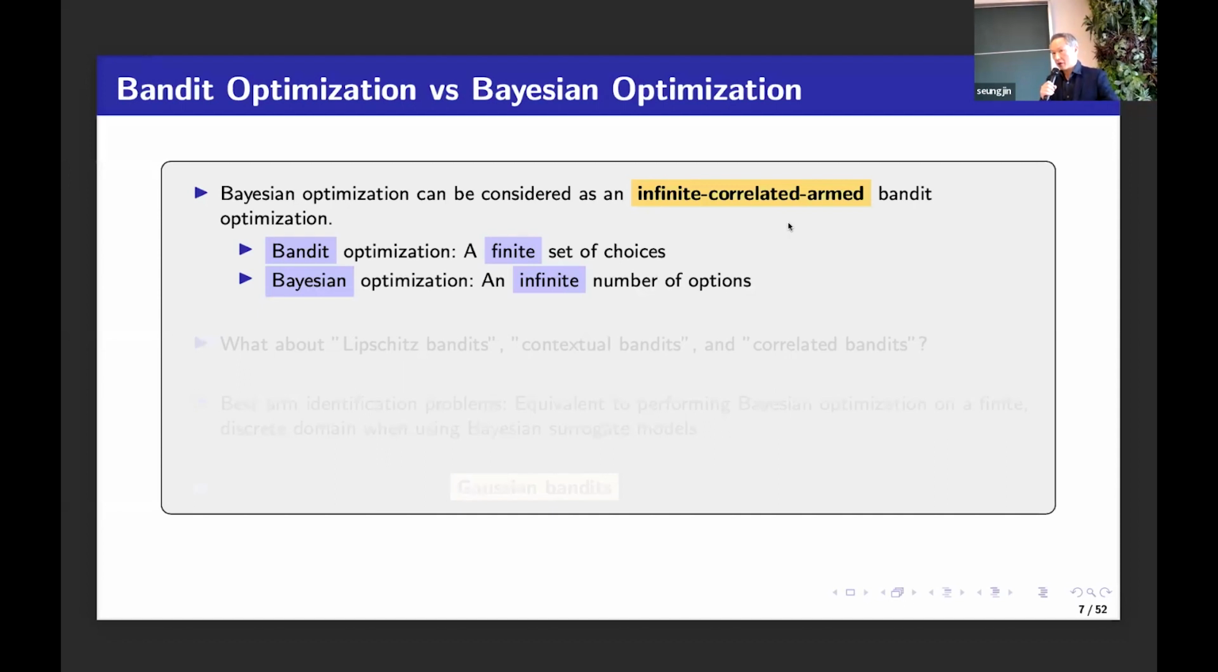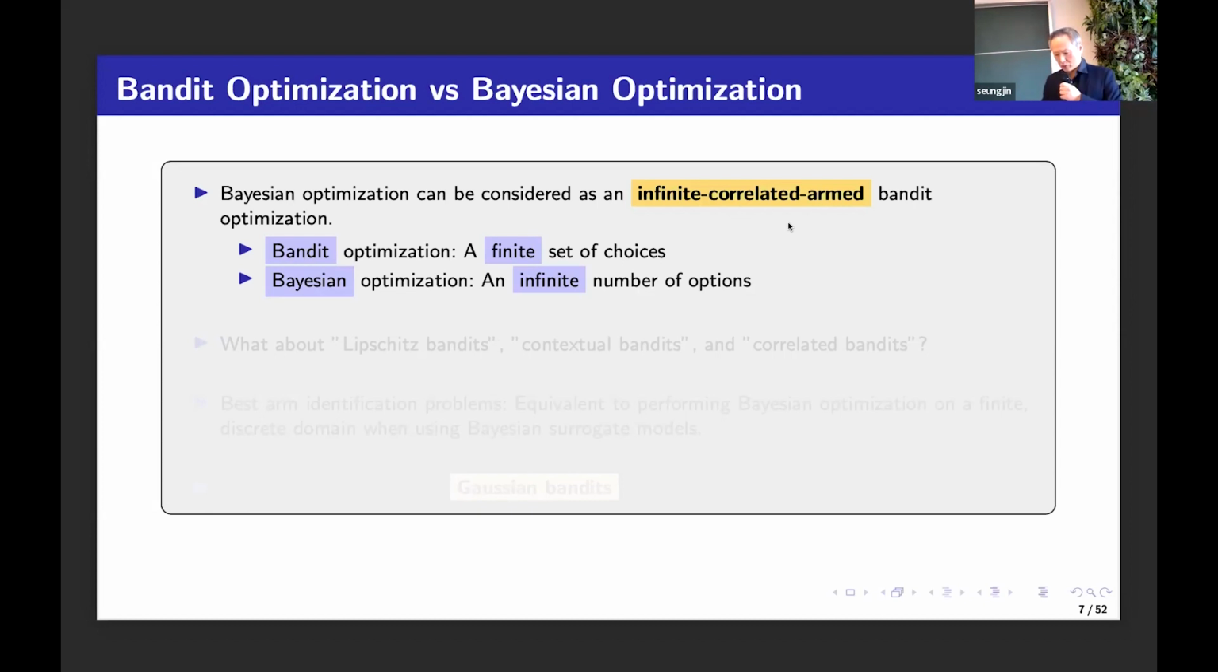So, the finite set of actions. Bayesian optimization assumes an infinite number of options, so it's continuous; the decision variables are continuous. In multi-armed bandits, actually, the actions are finite.